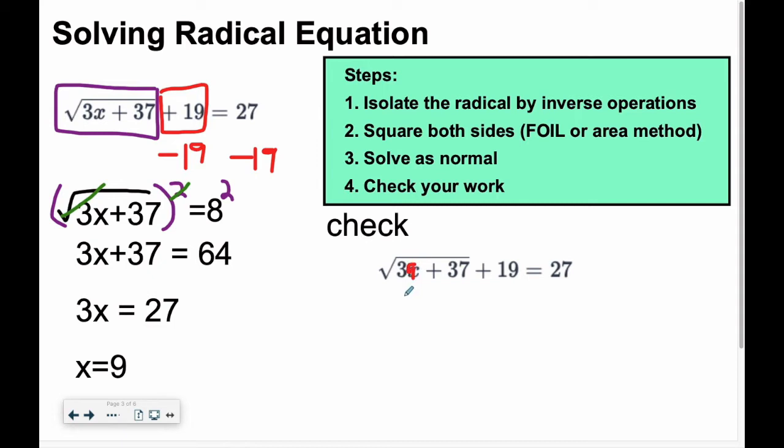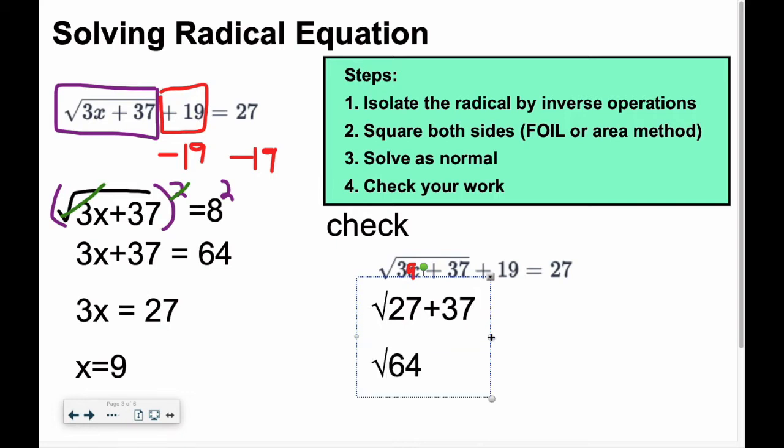So we got 3 times 9, so that's going to be 27. Plus 37, and that's all under my radical. Sorry folks, I'm doing this at home and I don't have my smartboard with me. So unfortunately, that's what you're stuck with.